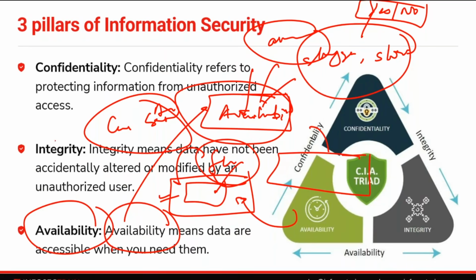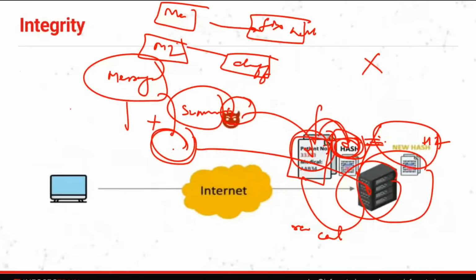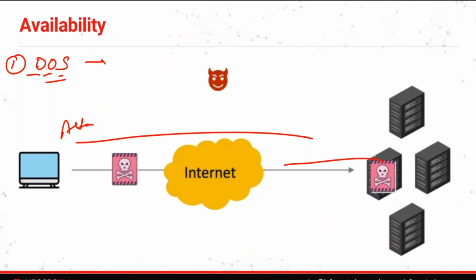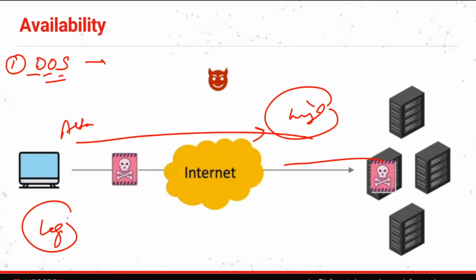So let us see some examples of where the availability pillar can be breached from the offensive side, from the attacker side. The first one is your DOS attack, denial of service attack, guys. So what can happen in a DOS attack? Here the attacker can overwhelm these servers with a high volume of traffic, causing them to become unavailable to the legitimate users. That is your DOS attack.